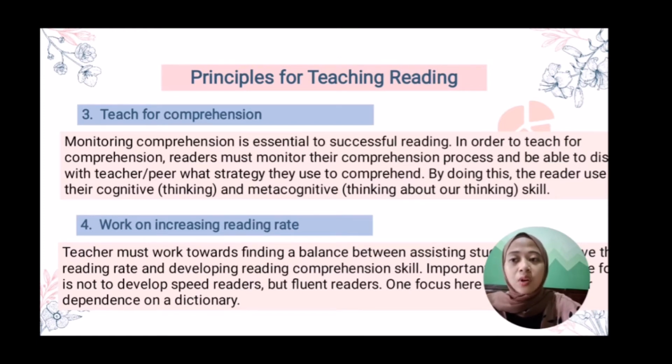And the next is work on increasing reading rate. Teachers must work towards finding a balance between assessing students to improve their reading rate and developing reading comprehension skill. It is important to know that the focus is not to develop speed readers, but fluent readers. One focus here is to reduce their dependence on the dictionary.